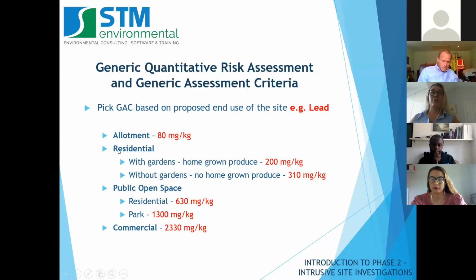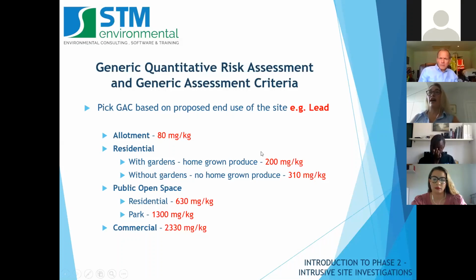So, for example, in an allotment, the highest acceptable level of lead, or concentration of lead, is 80 milligrams per kilogram. Moving on, so this would be the most sensitive to the least sensitive proposed end use here. Moving on to a residential with garden land use scenario, and therefore, if you've got a private garden, then maybe the possibility for you to grow your own home produce, children playing, that type of thing.